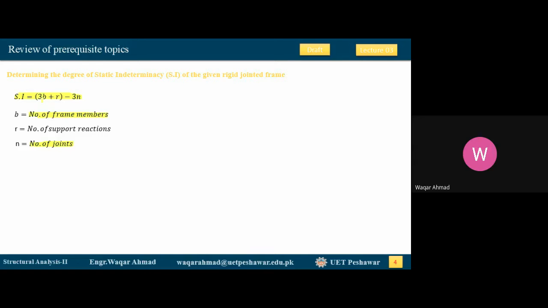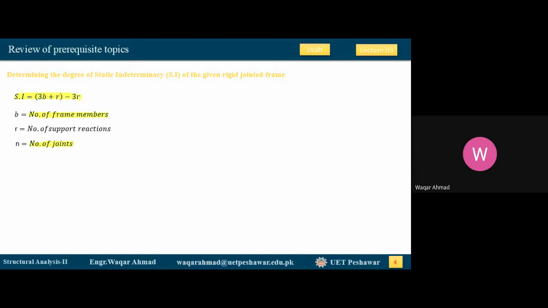That's why we multiply the total number of frame members by 3. Those internal unknowns, the shear, the axial force, and the bending moment, are the internal unknowns, and then the support reactions are also unknowns. So when you add them, you get the total number of unknowns.